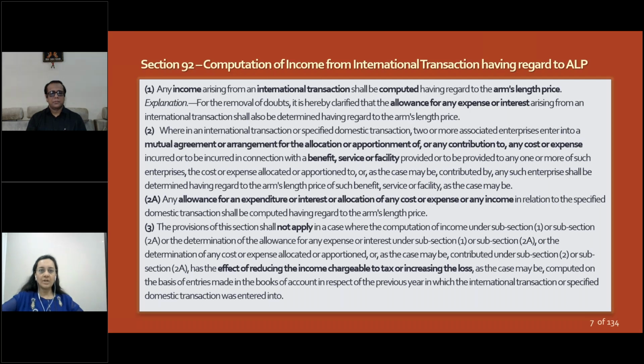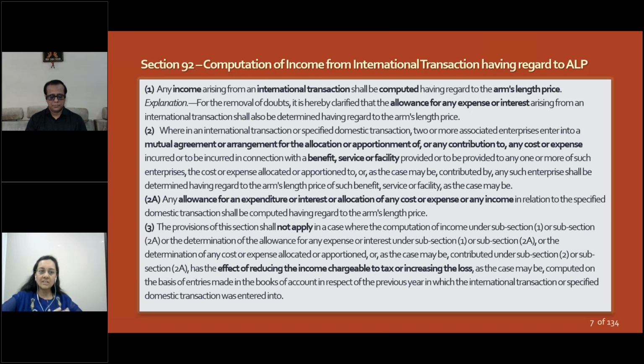So what is the computation? What is Section 92, or what is the computation of income from an international transaction having regard to arm's length price? Section 92 lays down the scheme, and is the chargeability section of transfer pricing. It says that any income that arises from an international transaction shall be computed with regard to the arm's length price. There's an explanation added which says that it also takes into account any allowance for any expense or any interest.